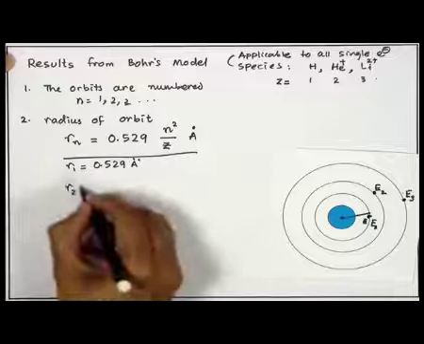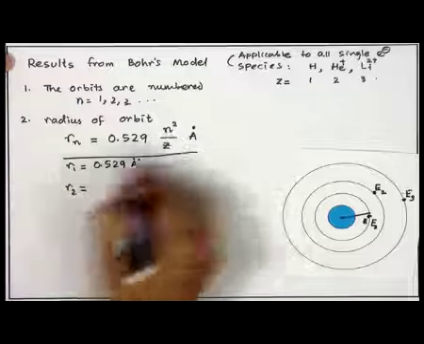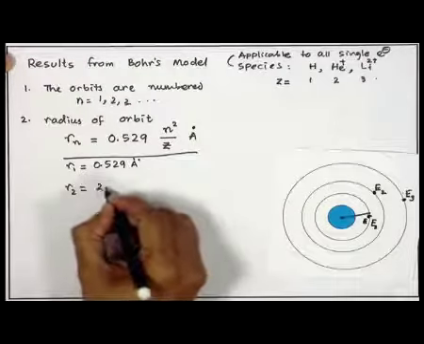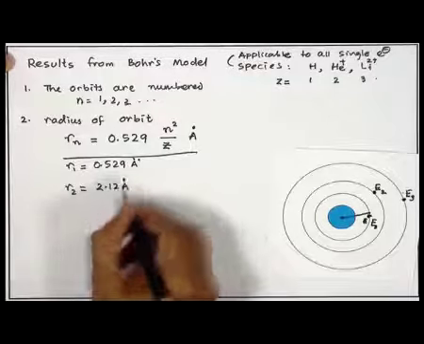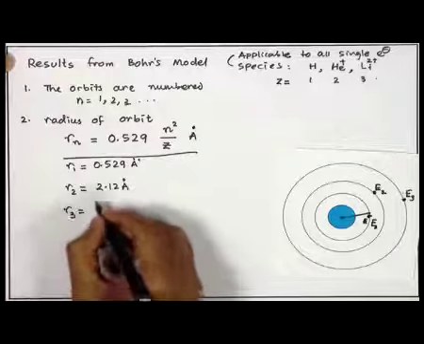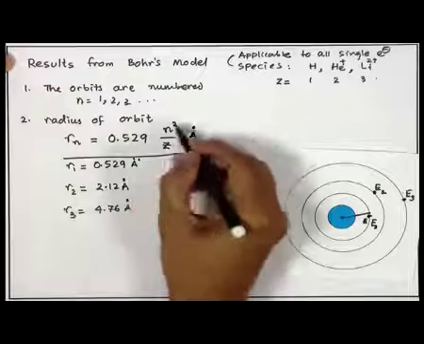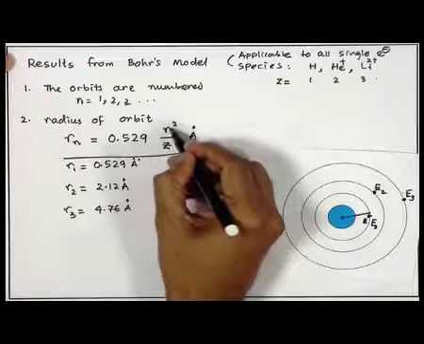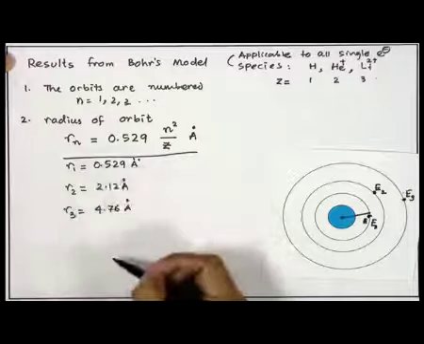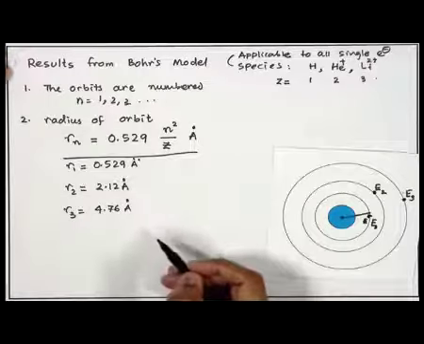What is the value of R 2? I will put n as 2. So, therefore, n square is 4 multiplied by 0.529 angstrom, and that comes out to be 2.12 angstrom. What is the radius of the third orbit? This comes out to be 4.76 angstrom if you use n as 3. So, n square is 9 multiplied by 0.529. In this way, we can calculate the radius of the Bohr's orbit for hydrogen atom.